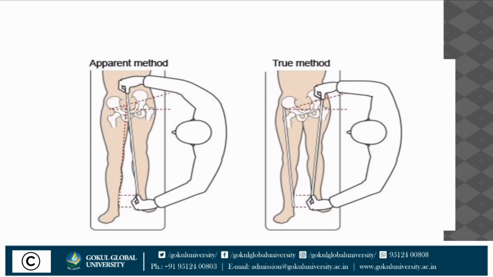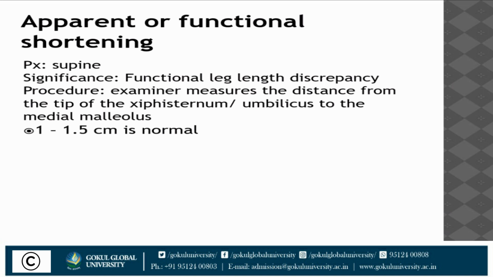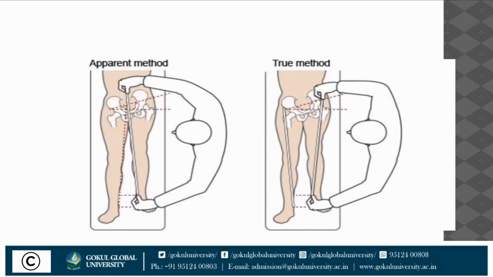Now these are the methods for apparent and true leg length measurement. For apparent and functional shortening, patient position is supine lying, as we can see in the figure. So examiner measures the distance from the tip of the xiphisternum or umbilicus to the medial malleolus. If difference is 1 or 1.5 centimeter, then that is normal.